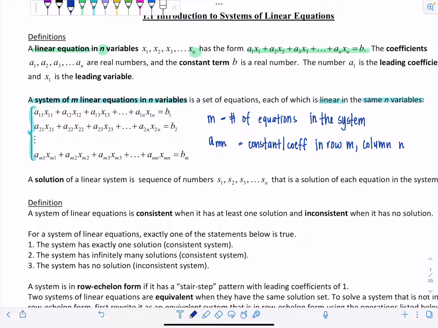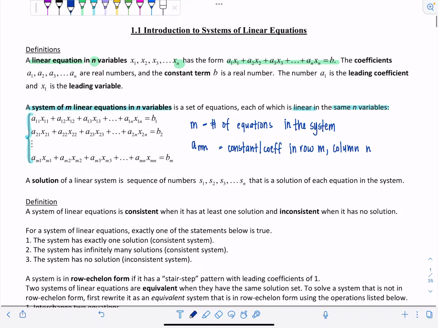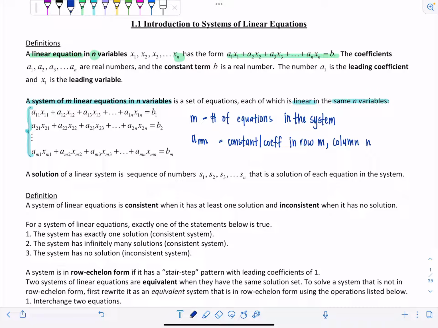All right. Obviously, we're going to want to solve these systems of linear equations. So what does a solution look like? A solution is a sequence of numbers, s1, s2, s3, up to s sub n, that is a solution of each equation in the system. So a solution must satisfy every single equation in the system.